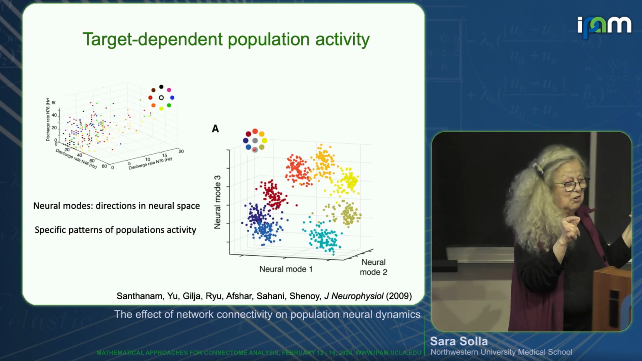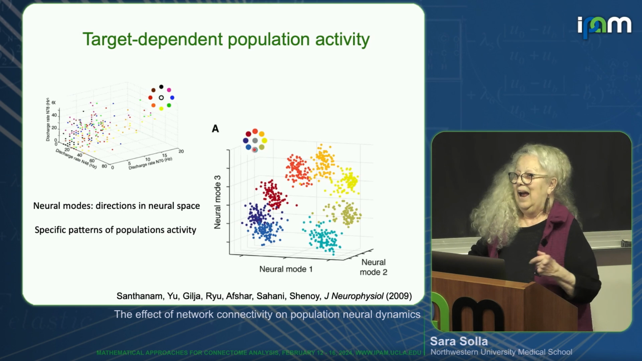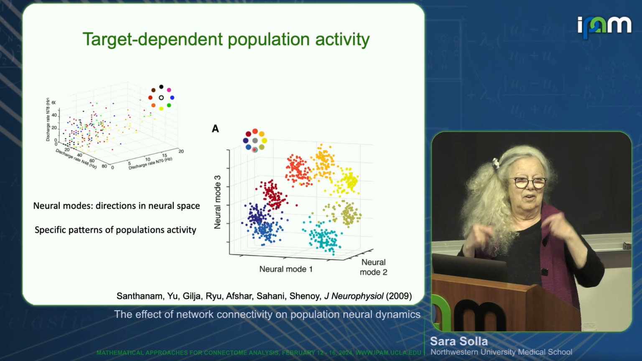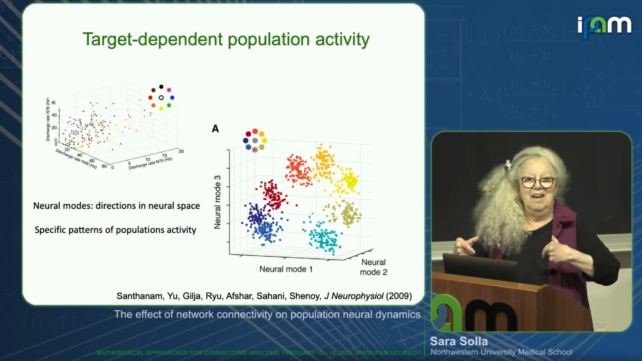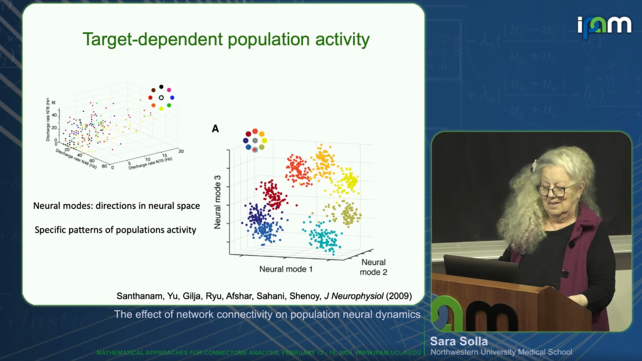I have said nothing about connectivity. I have said nothing about genome. I have said nothing about neural types. I just want to show you that these features that we have been discussing appear when you do very different types of analysis than the ones that we have been discussing.